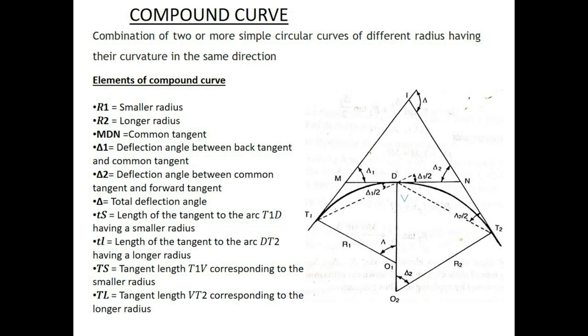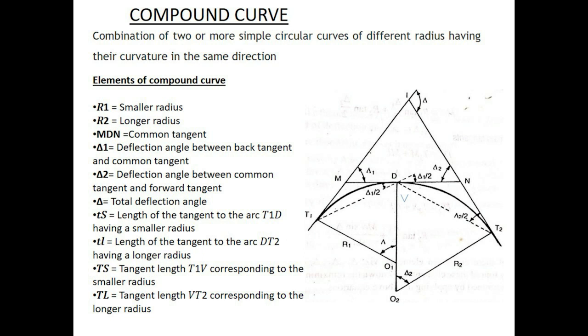Next, we'll move on to compound curves. So compound curves is a combination of two or more simple circular curves but with different radius having the curvature in the same direction. So compound curves are basically required when space restrictions happen or when there are property boundaries. These compound curves are used.